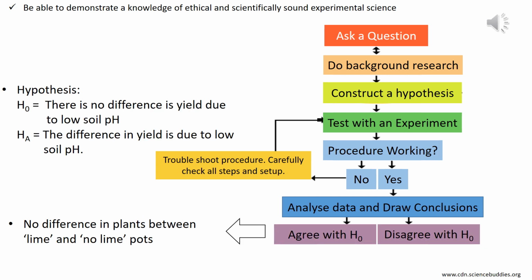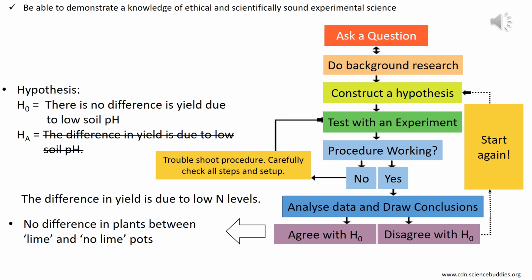To determine if our hypothesis H0 is correct, we then compare the results of the treatment and the control groups. If there is no difference in crop yield between the treatment and the control group, we would agree that the null hypothesis is correct. That is, that the difference in yield seen on our map is not due to low soil pH. This does not mean the experiment has failed. To agree or disagree with the null hypothesis are both valid conclusions, as they both give a useful answer.